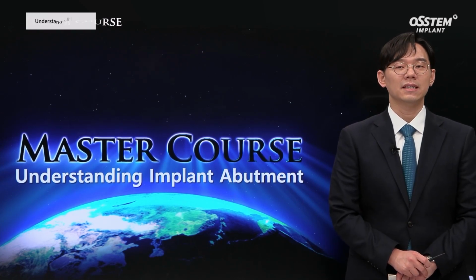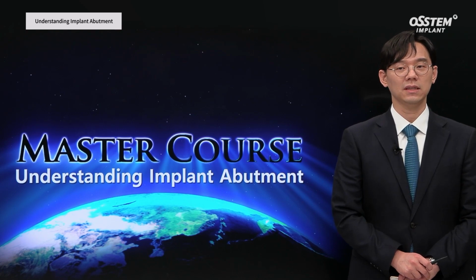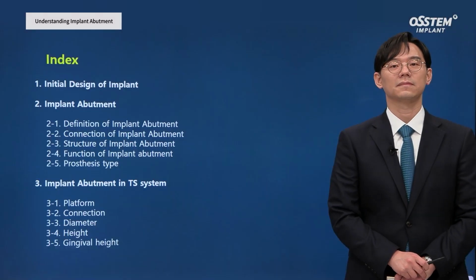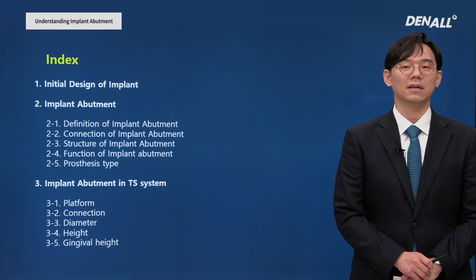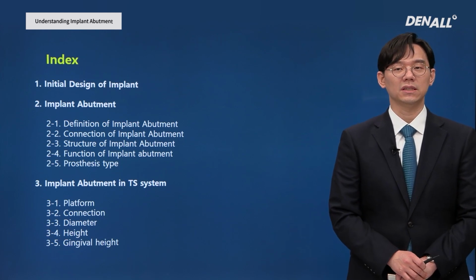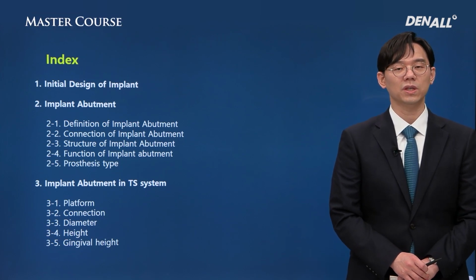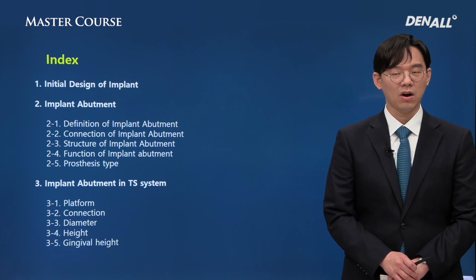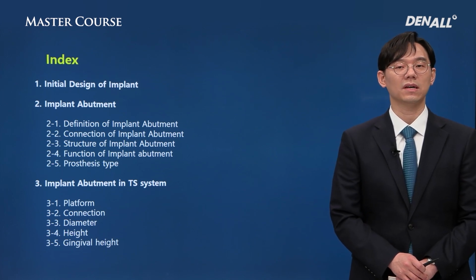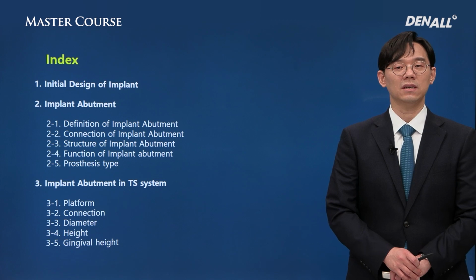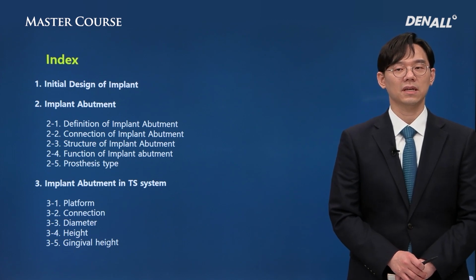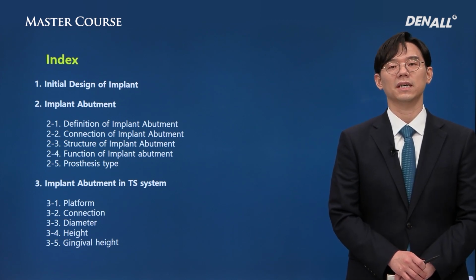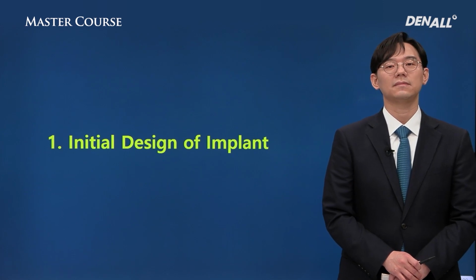Previously, I've talked about implant prosthesis. In this lecture, I'm going to talk about implant abutments. The contents are as shown. I'm going to talk about early implant design, which still lays the foundation. Abutment definition, connection structure, and functions will be discussed. I'm going to talk about the 5 different specifications of TS implant abutment, which is internal conical connection.